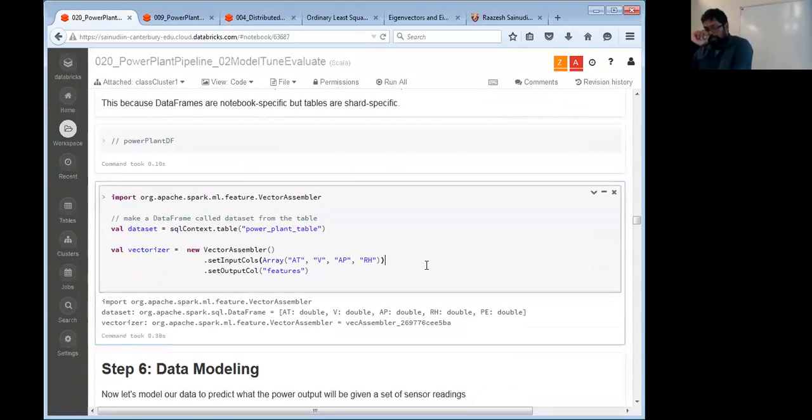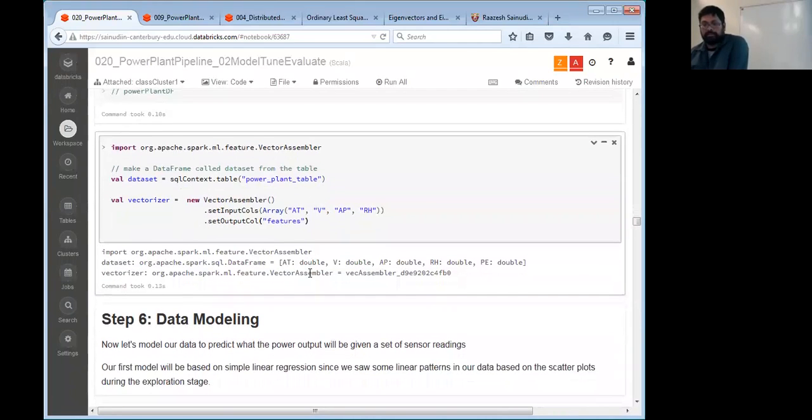Now what we're going to do is call our vector assembler and turn these particular features or predictors into our input columns, and then set the output column of the vector assembler to the string features. So now we have this thing called vectorizer, which is the new instance of the vector assembler and will assemble the vector for us, basically.